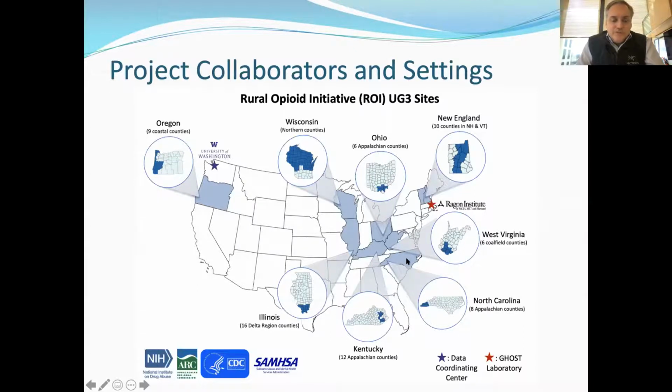Each of those groups is focused on enrolling individuals, testing for Hep C, and using respondent-driven sampling to collect information and to understand exactly what their local epidemics and transmission networks look like. Our group here at the Ragon Institute overlays the GHOST Lab, which is a tool that was developed by the CDC that we've helped to implement across these different sites. And then we have a data coordination center up at University of Washington.